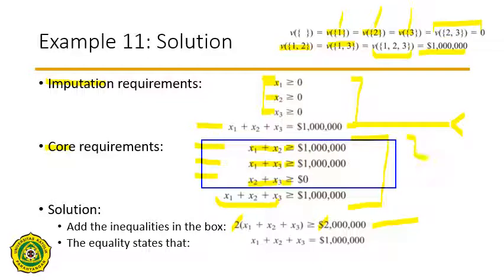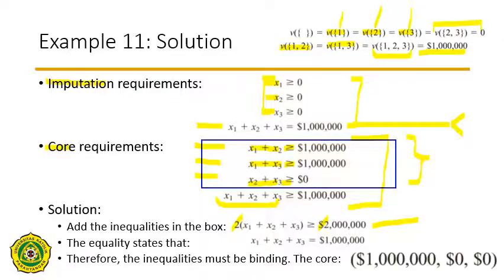So we have three equalities and then we have three variables. We may solve these three equalities to obtain that x1 equals a million, x2 equals 0, and x3 equals 0. So this is the core for this game. In other words, the core says that we will give the reward of 1 million to player 1, give the reward of 0 for player 2, and also 0 for player 3.